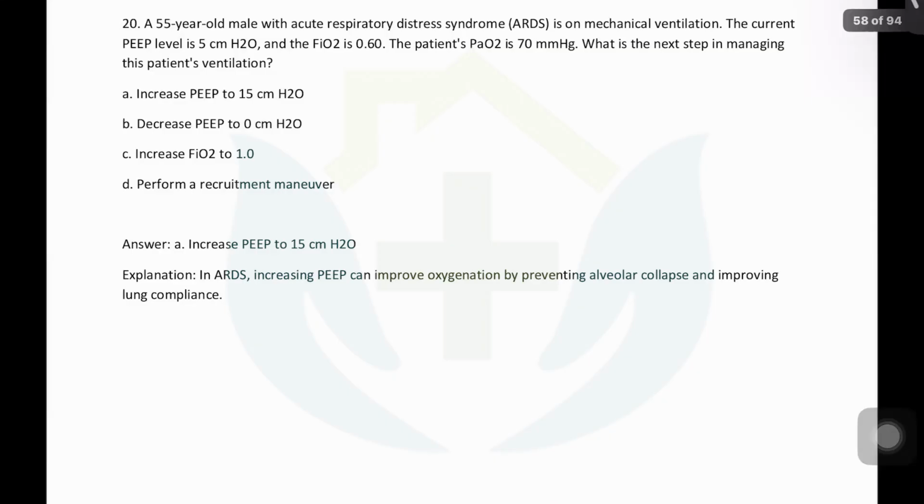But again, the point to be made is that the sole reason for PEEP is oxygenation. Whatever you do, you have to ensure that it helps the oxygenation, and second, that it does not cause any untoward events like hypotension, like barotrauma.